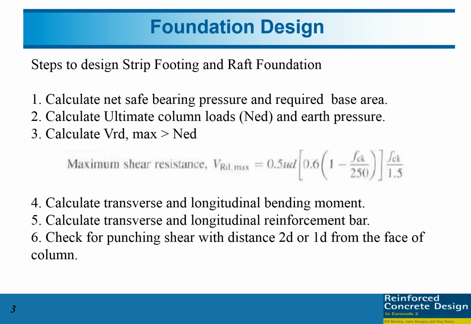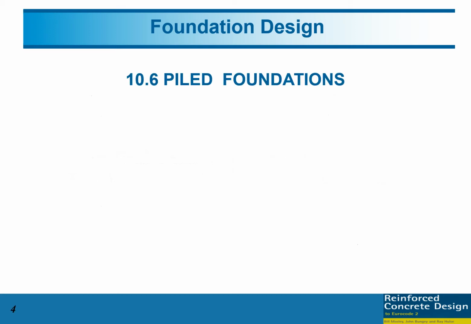After that, calculate the VRd,max, meaning the shear resistance of the footing or foundation itself, and the value must be higher as compared to the NEd. NEd is the ultimate limit state load, ULS load, that comes from each column. So by using this equation, and then after that calculate the transverse and longitudinal bending moment, and then calculate the transverse and longitudinal reinforcement bar, and then check the punching shear at a distance 2d or 1d from the face of the column.